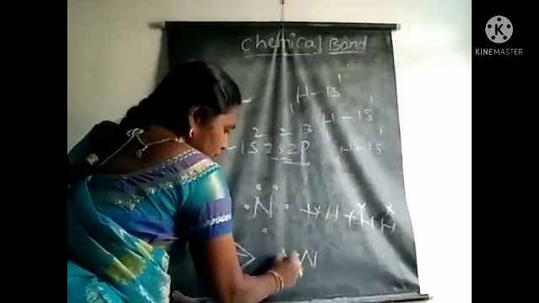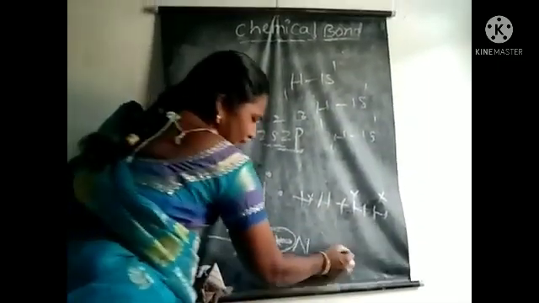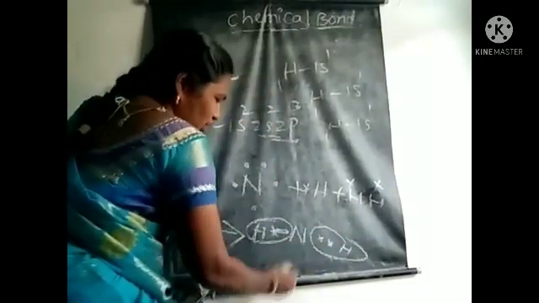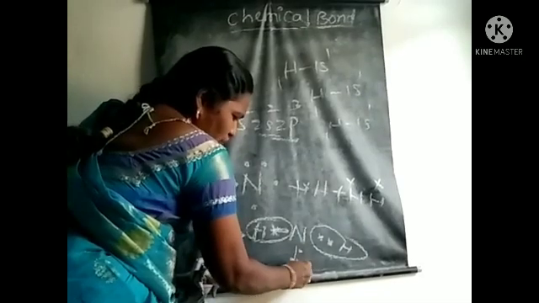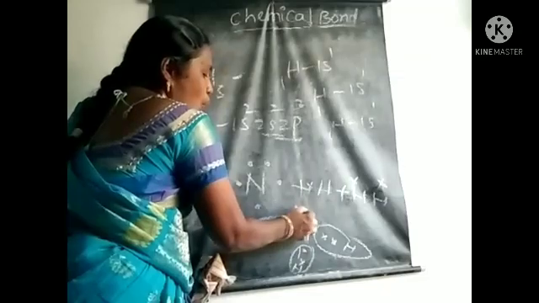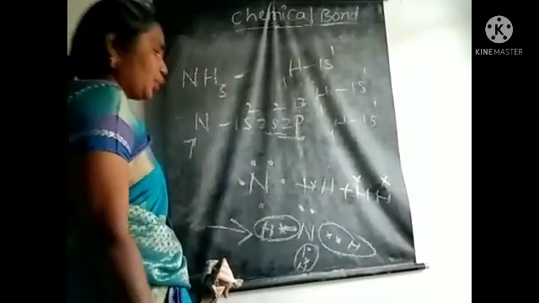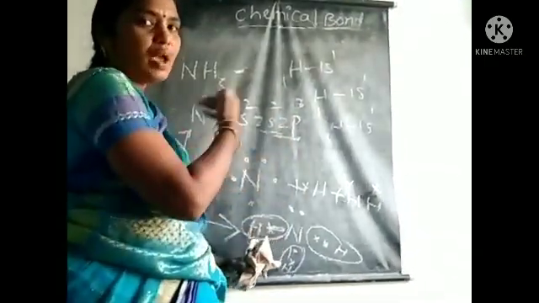Hydrogen with 1 hydrogen, bond formation is like that. Here also 1 hydrogen with 1 electron, bond formation is like that. 1 hydrogen atom with 1 electron, bond formation is like that. Here 1 lone pair of electrons is present on the nitrogen. This is the bond formation in the NH3 molecule.